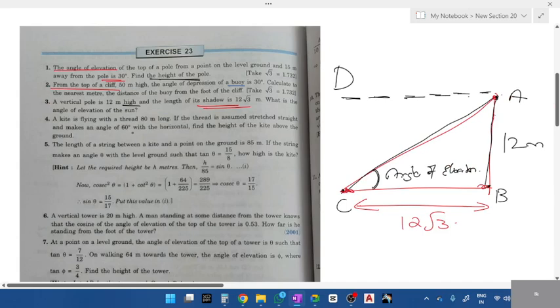A kite is flying at 80 meters with a thread 80 meters long. The thread is assumed stretched, making 60 degrees with the horizontal. It's a very simple 9th standard question. Even in 9th, you'll have this. Fourth question. Will you try the fourth question for homework, all of you?